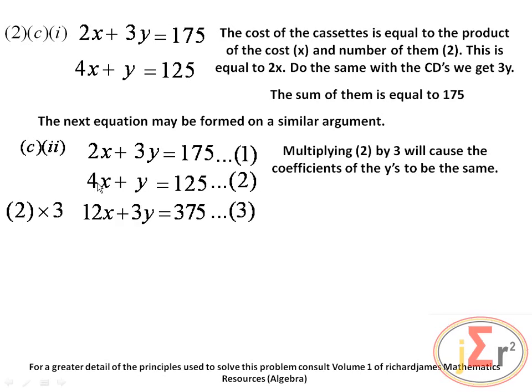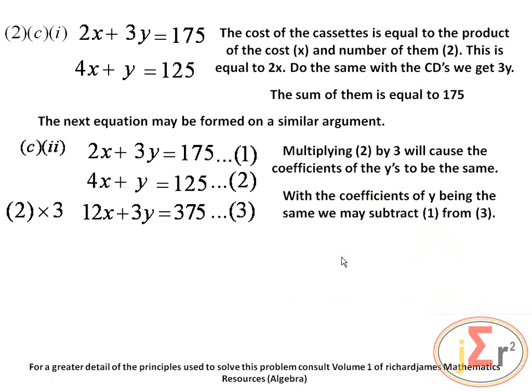So, multiply this one by 3, we get 12x. Multiply this by 3, we get 3y. And of course, multiplying 125 by 3, we get 375. And all of this to ensure that the coefficients of the y's are the same. So now that they are the same, what do we do? We may subtract equation 1 from 3 or equation 3 from equation 1. That will cause the y's to be eliminated as 3y minus 3y is equal to 0.